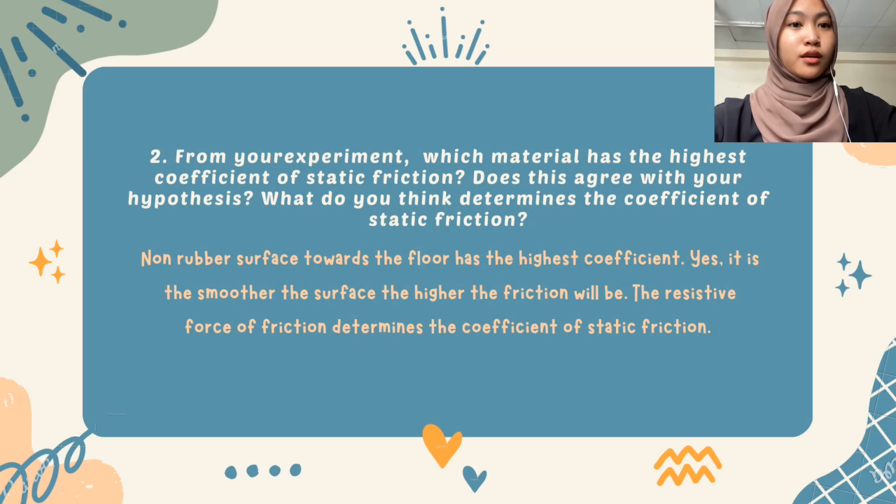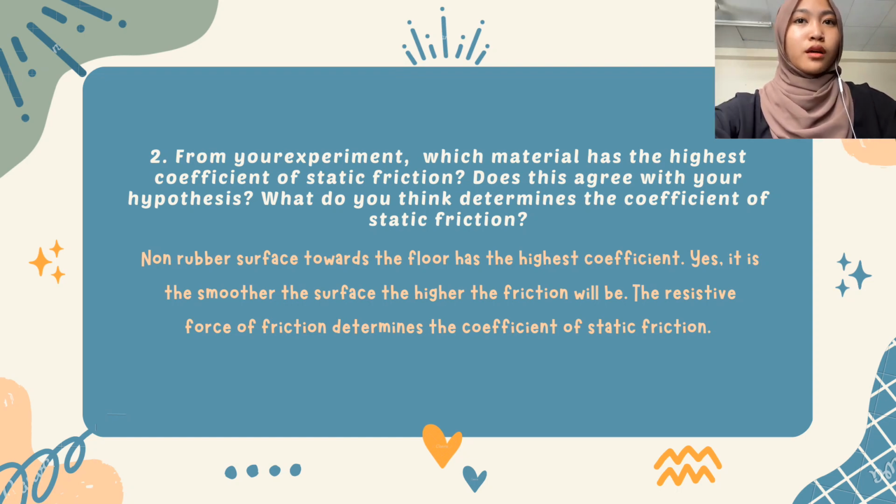Next, we move to question number 2. From your experiment, which material has the highest coefficient of static friction? Does this agree with your hypothesis? What do you think determines the coefficient of static friction? The non-rubber surface towards the floor has the highest coefficient. Yes, the smoother the surface, the higher the friction will be. The resistive force of friction determines the coefficient of static friction.